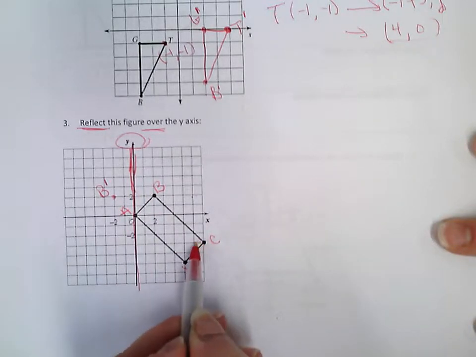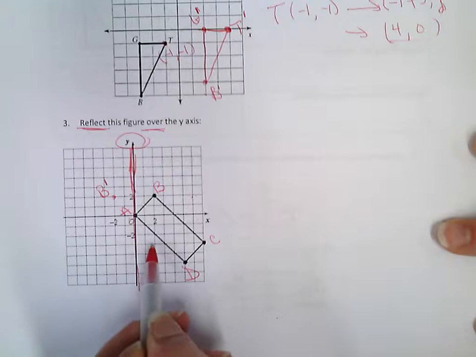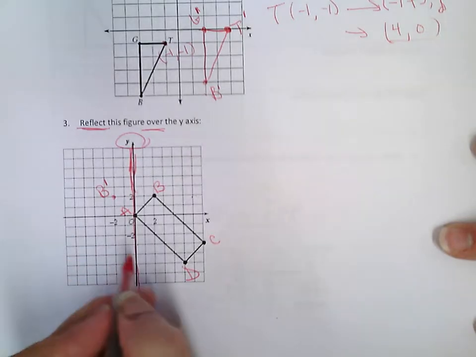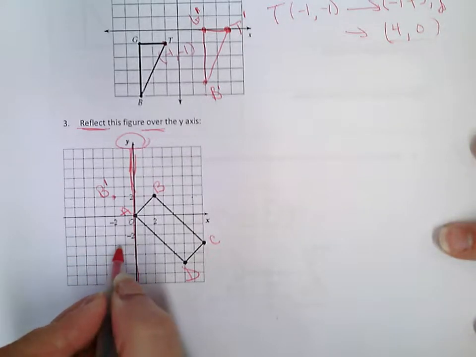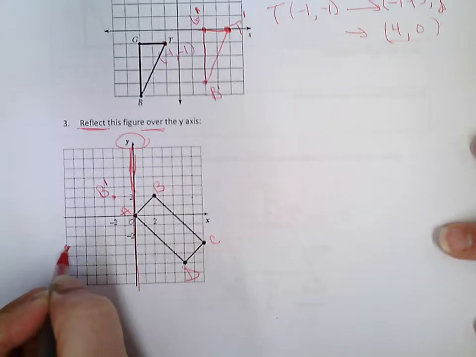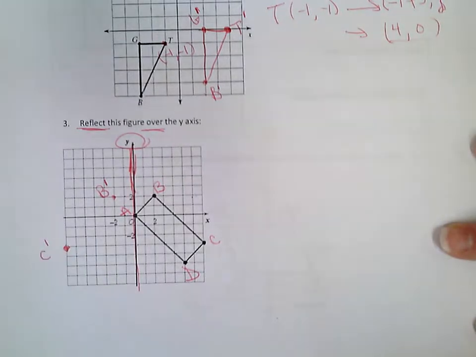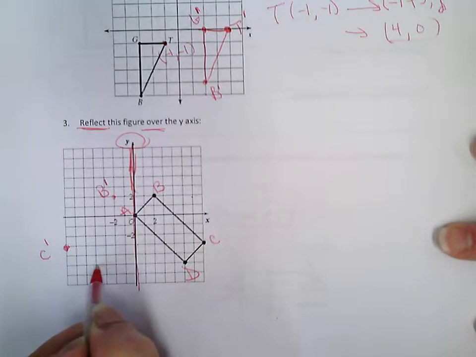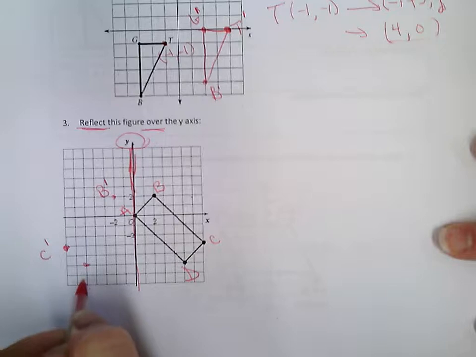C over here is 1, 2, 3, 4, 5, 6, 7 from our line of reflection. So C prime will be on the other side and it'll be 7 units away. 1, 2, 3, 4, 5, 6. And right here is C prime and that's 7. D, 1, 2, 3, 4, 5 is 5 units away. D prime, 1, 2, 3, 4, 5 is right here.